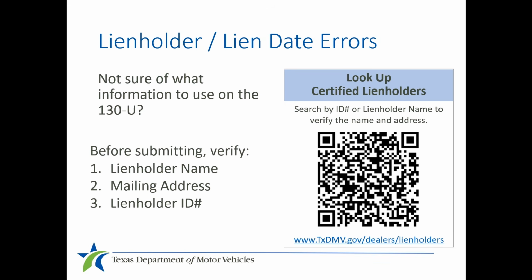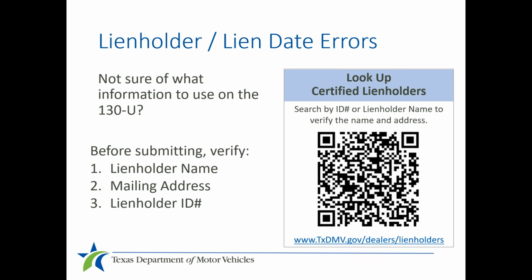The QR code shown on this slide links to the list of all e-title certified lienholders. This resource can help verify the exact information associated with a certified lienholder ID. One common mistake happens when customers provide the address for a local bank branch, but the certified lienholder ID is connected to a different address. When using a certified lienholder ID, the information entered on the 130U must match the official lienholder information on the department's records. Using this resource during processing can help prevent many avoidable lien-related errors and potential returns.